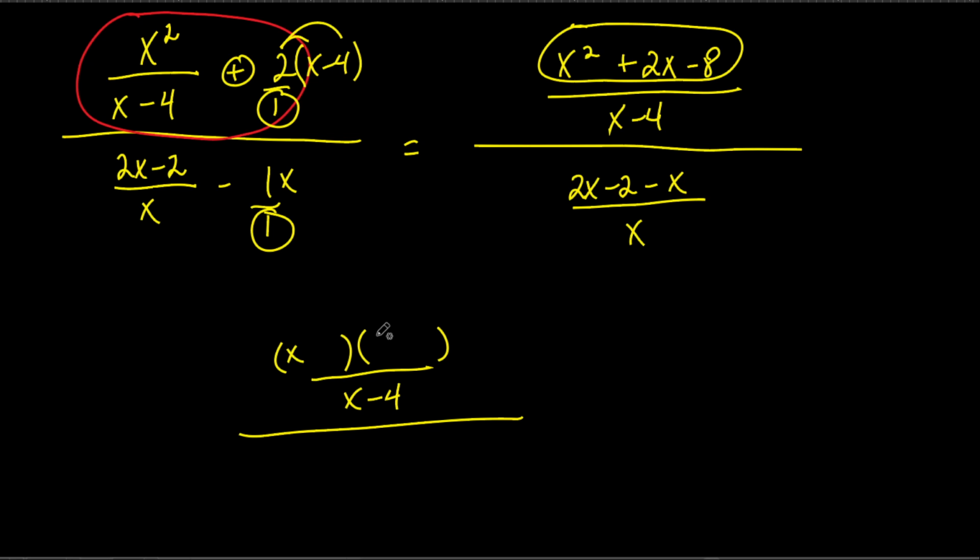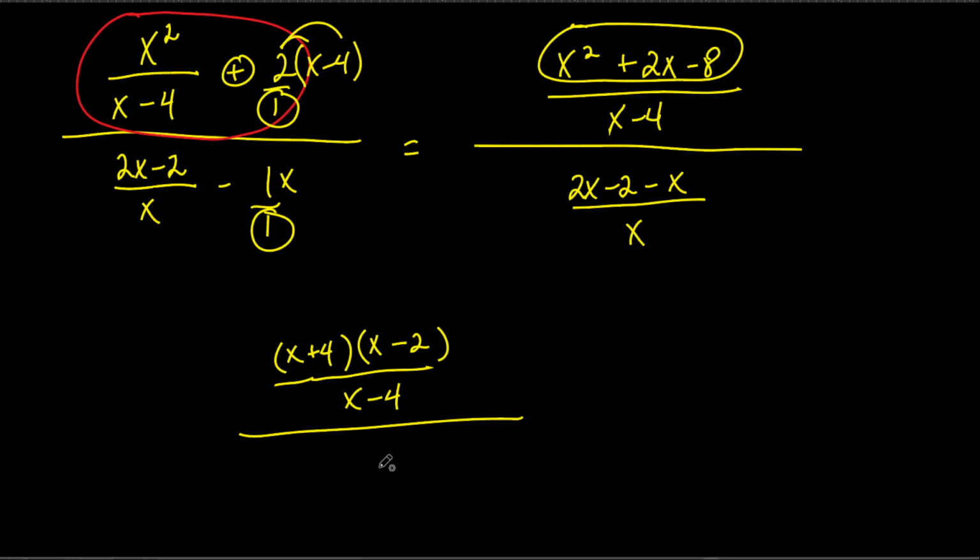X and x? What multiplies to be negative 8 and adds up to be positive 2? Yeah, 4 and 2. Positive 4, negative 2. That works, doesn't it? Yep, plus 4 minus 2. Multiplies to be negative 8, adds up to be positive 2. So that works.